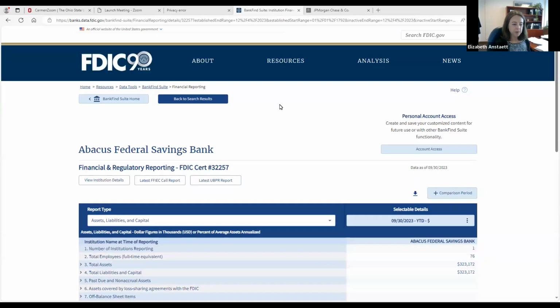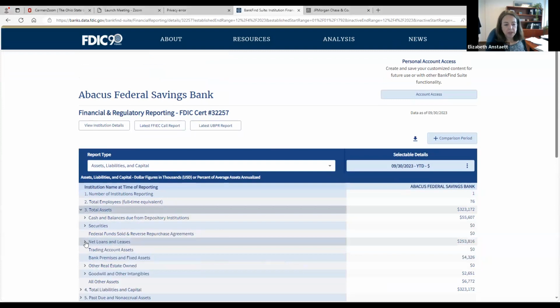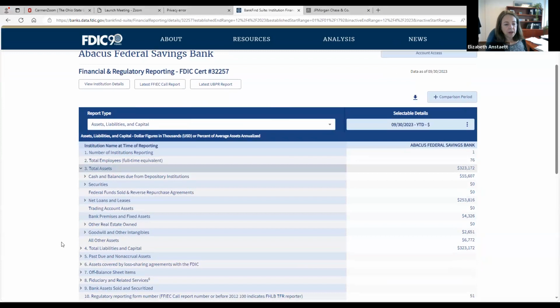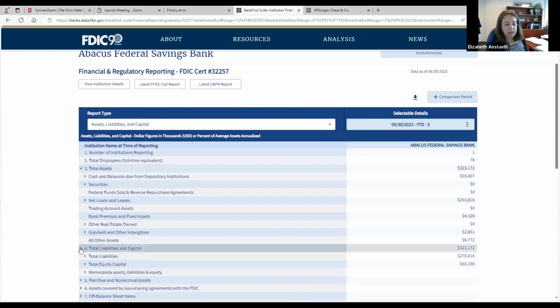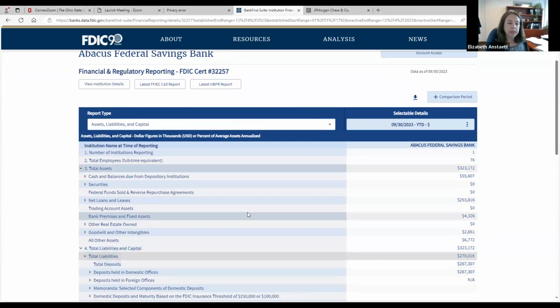Hello, and welcome to Module 17, where we're going to talk about bank liabilities. Last module, we talked about assets, and we looked here at Abacus Federal Savings Bank's balance sheet, where we have the total assets with the largest asset being loans. And if we come down to liabilities and capital, we see that on the liability side, deposits are the most common liability for a very traditional bank.